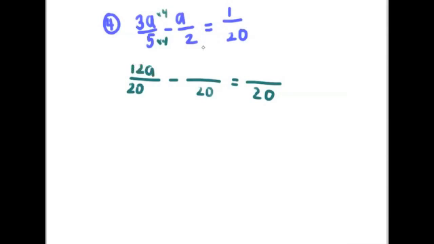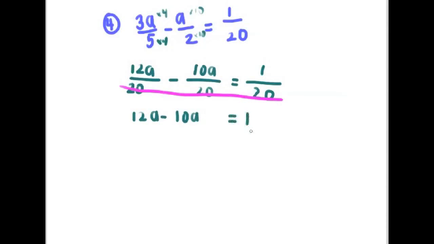is 12a. 2 to 20 is times 10. A times 10 is 10a. 20 to 20, there's nothing. There was no change, so I don't have to do anything, and let's just rewrite that 1 on the top. Here's the fun part. I've gotten them all to match up. I fixed the tops, cross out all the bottoms, and let's rewrite. So 12a minus 10a equals 1. Let's combine like terms. So 12a minus 10a is 2a equals 1.